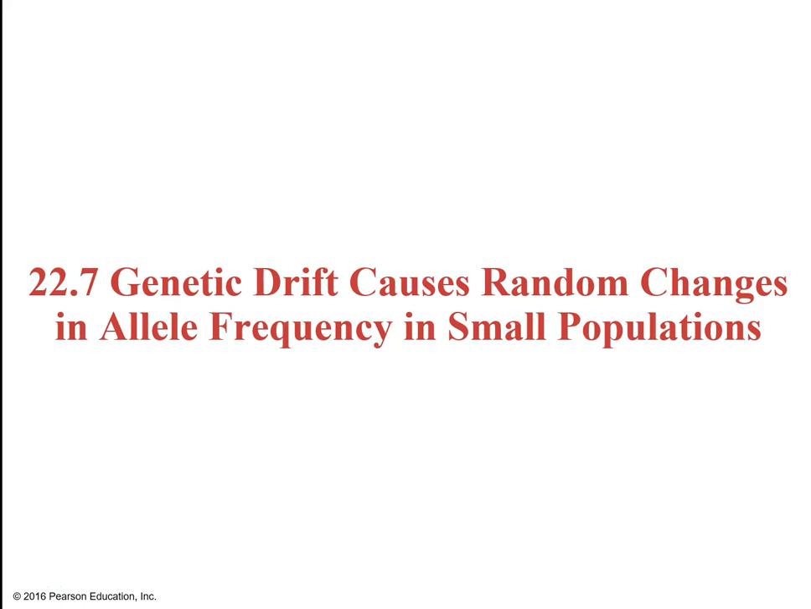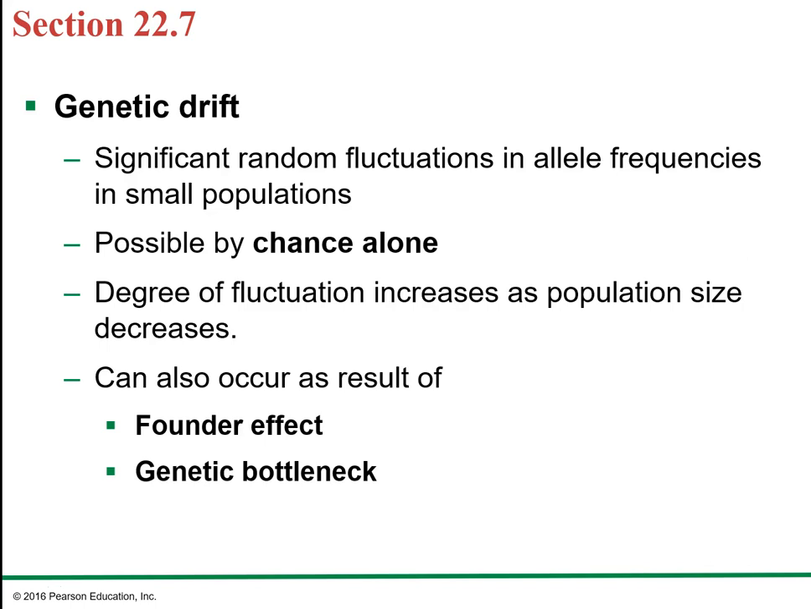Another thing is called genetic drift. We talked about this before. Particularly this is going to affect small populations. So you'll see these random changes in allele frequency, possible by chance alone. It says the degree of fluctuation will increase as population size decreases. Obviously, if you have a really small population and something happens to wipe out half of that population, it's going to have a more dramatic effect on the frequencies of the alleles that exist, rather than having a larger population.